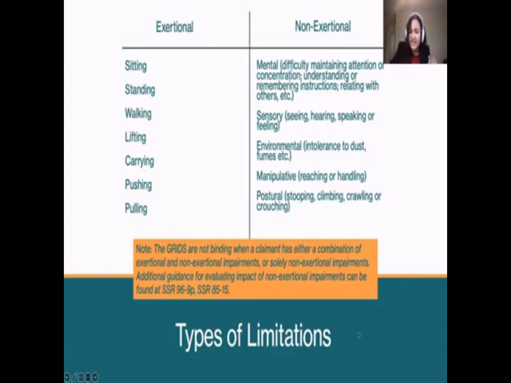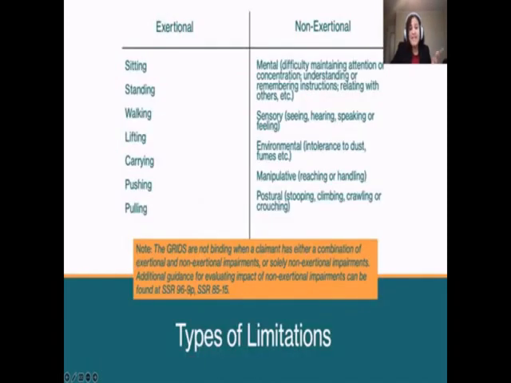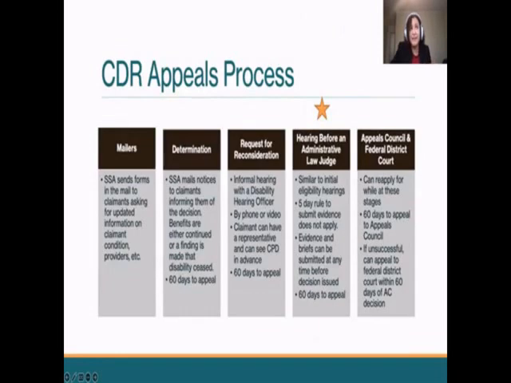And so we have a list here, and everyone will receive a copy of these slides, but these are the types of limitations that you're looking at that might dictate deviating from the grids. And this is the last step in the continuing disability review evaluation process.